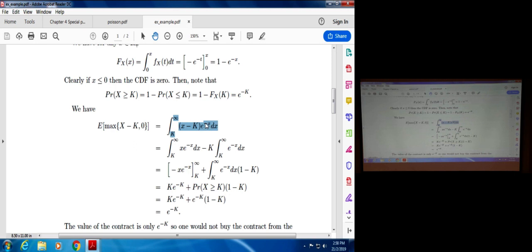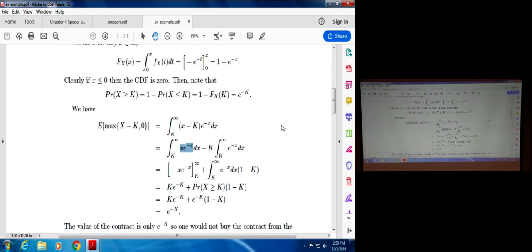To compute this integral, I'll split it into two integrals. The first is the integral from k to infinity of x times e to the minus x, minus capital K times the integral between k and infinity of e to the minus x. This is not so difficult, because this second quantity is the probability that x is greater than or equal to k, and I've done that: it's e to the minus k. That's good. This other one, I've already done this thing already. It's by integration by parts.